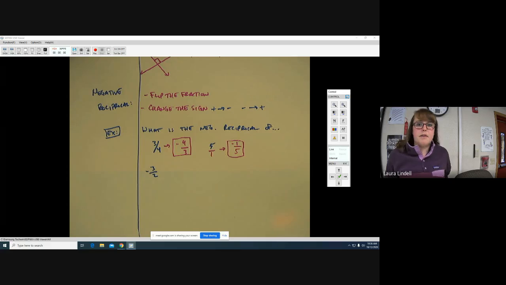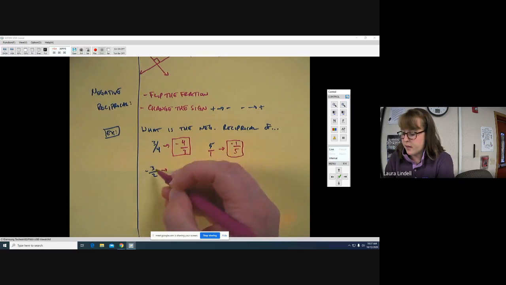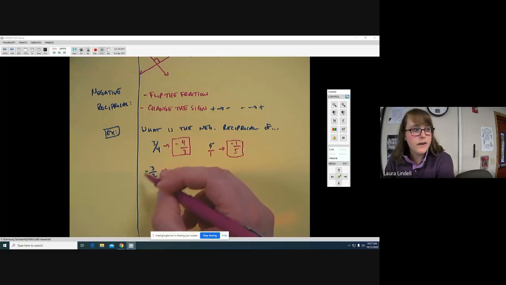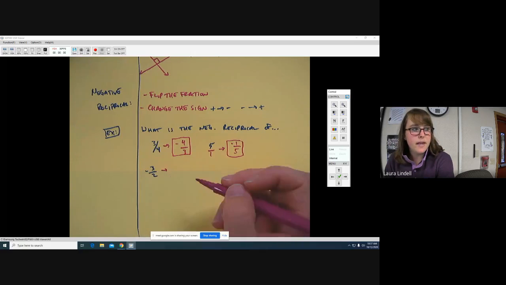Once you think you got it, type it in the chat. Flip the fraction, change the sign. All right, you're very close, Luis. Gavin, you got it. So we have to flip the fraction, right? So it becomes 2/3. And we have to change the sign because this one's already negative. If it's negative, you have to make it positive.